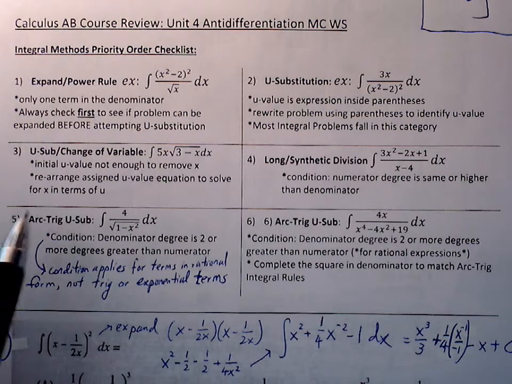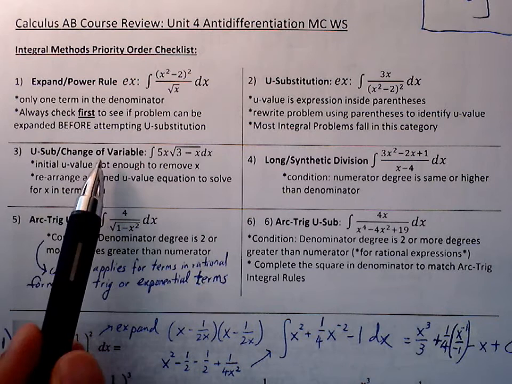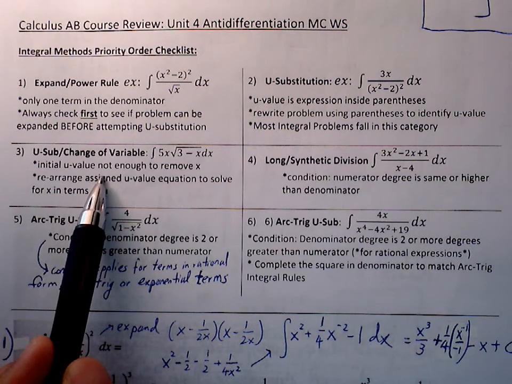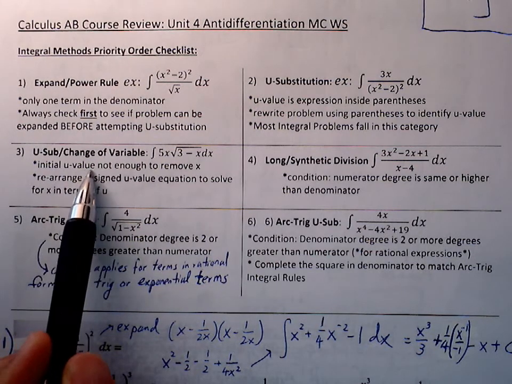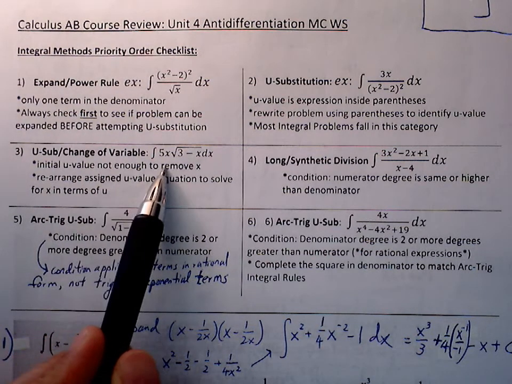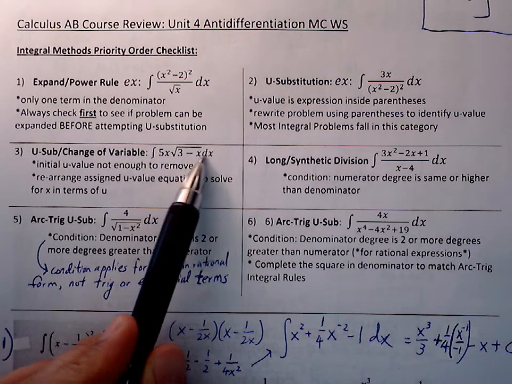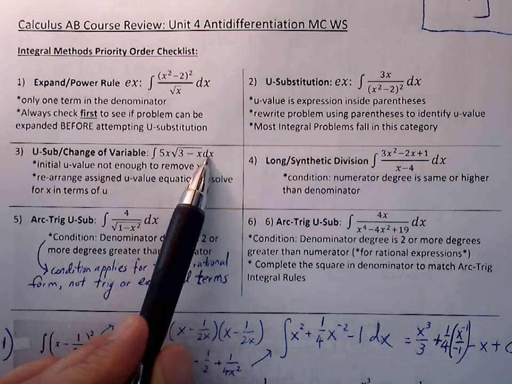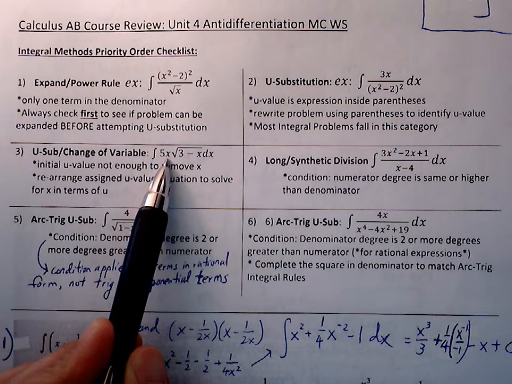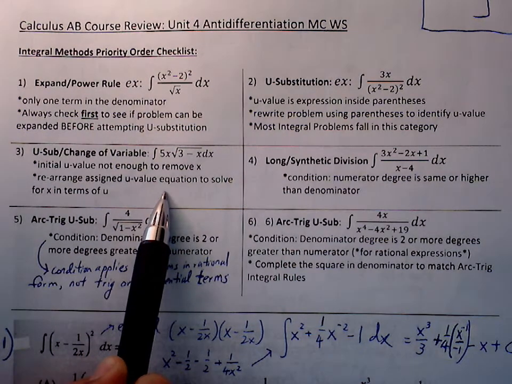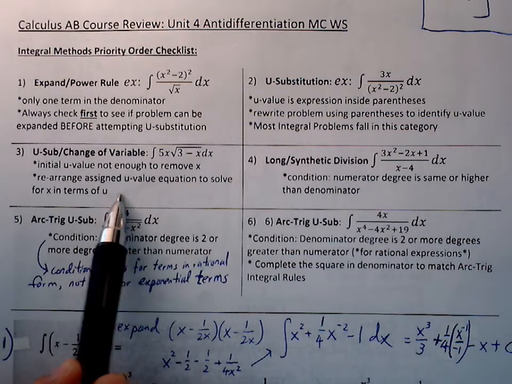The next option is a u-substitution problem, but then we have to go through another change of variable. We're going to see this later on in one of the examples, where our initial u value is not enough to remove the x. So if our u value is 3 minus x here, our derivative is -1, but after we replace dx with du, we're not going to get this x to go away. So we have to go through another set of substitution where we rearrange our assigned u value expression to solve for x in terms of u. We'll see one of those.